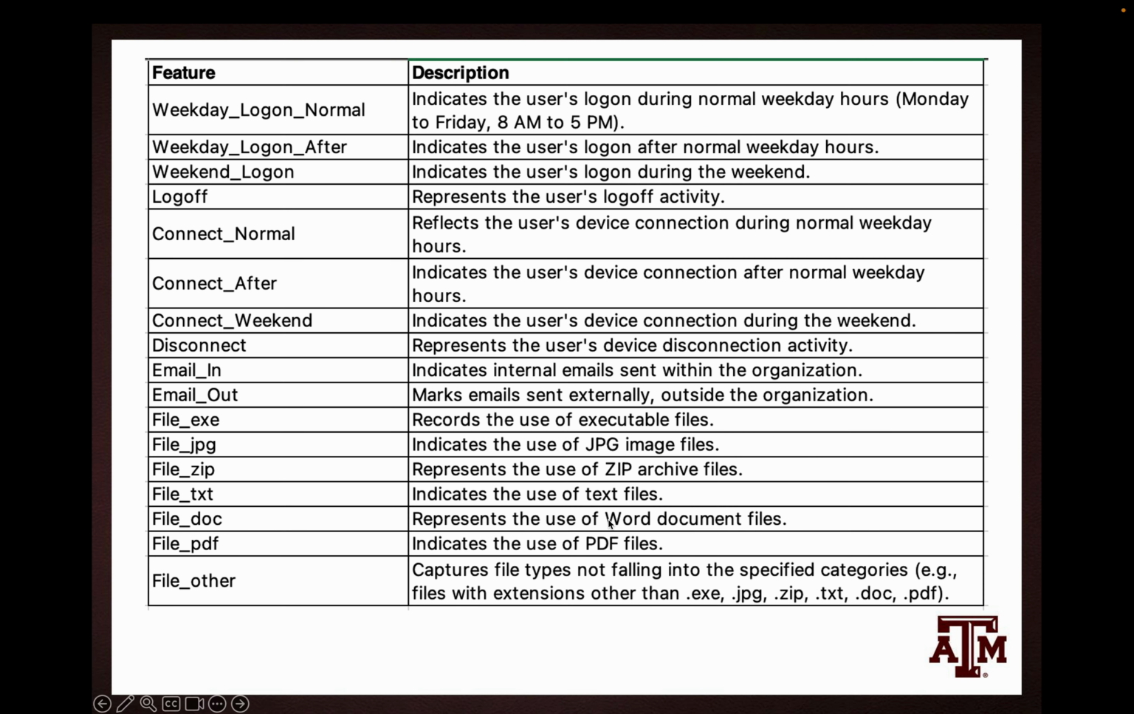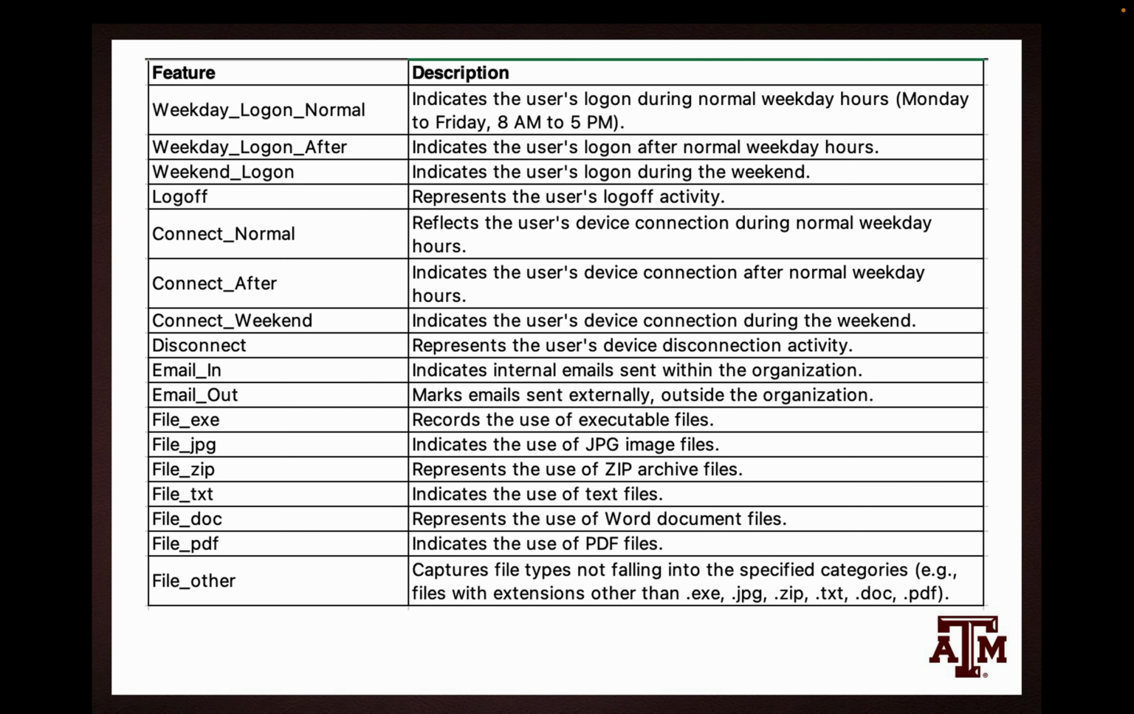These are the list of 17 features which we derived from the dataset. Everything that ends with normal is non-malicious, and the other features include whether the user logged in between 8 to 5 p.m. or sometime afterwards, whether the user logged in during a weekday or a weekend, the type of file transmission, and whether the email is sent within the organization or outside the organization.